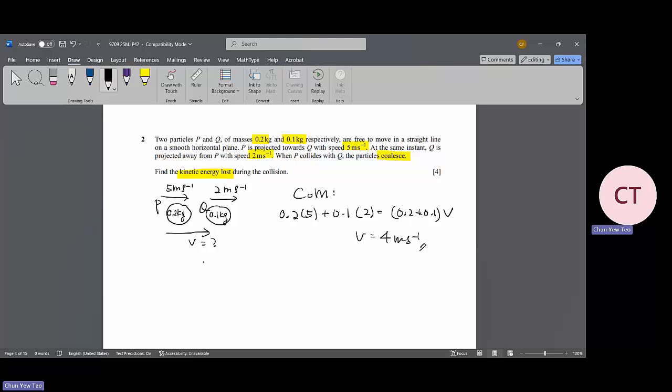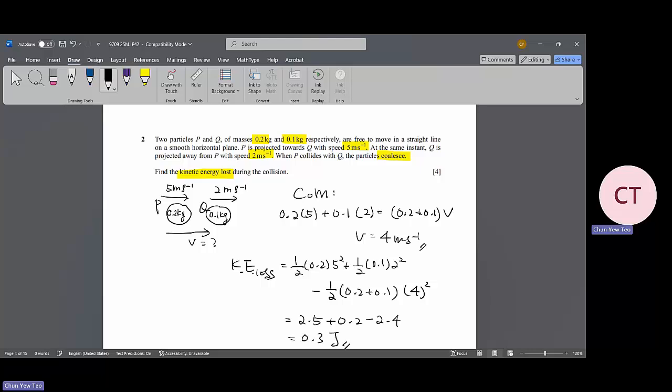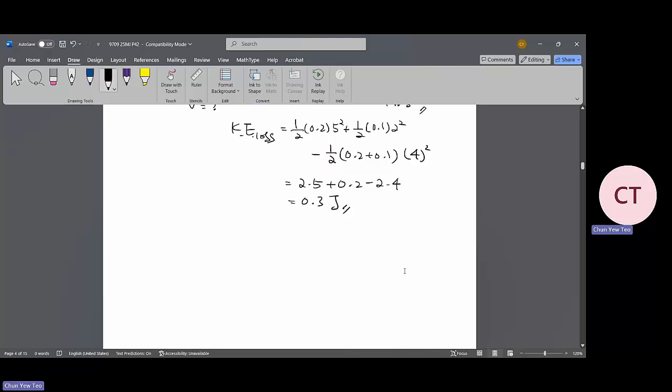Okay, so the KE loss is equal to the KE at the very beginning for P and the KE at the very beginning for Q, minus the KE in the end. It will be 0.2 plus 0.1 of the 4 squared. So over here, you will get 2.5 plus 0.2 minus 2.4. Press the calculator, you get 0.3 joule. This will be the answer for question number 2. Moving on, we have question number 3.